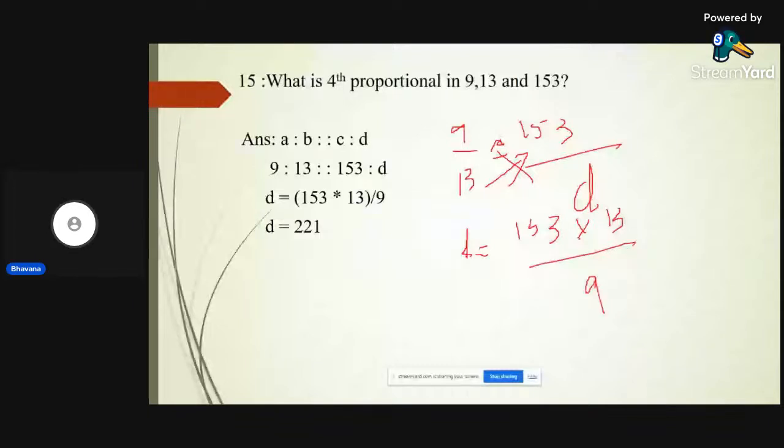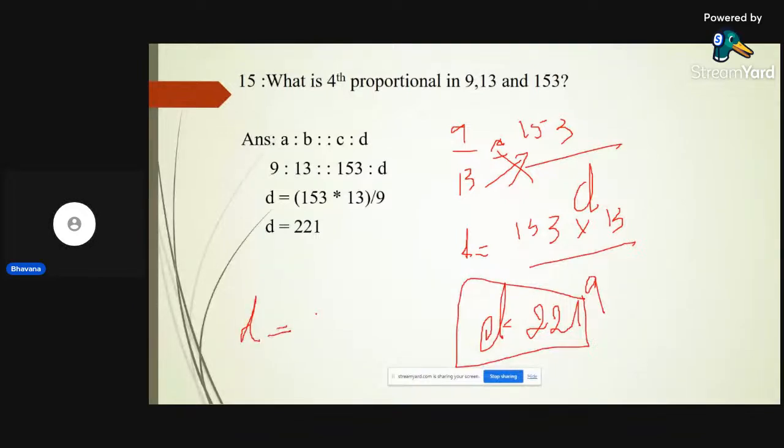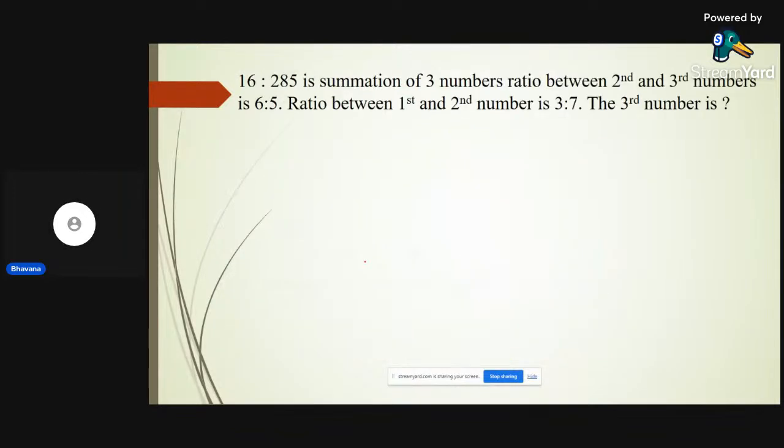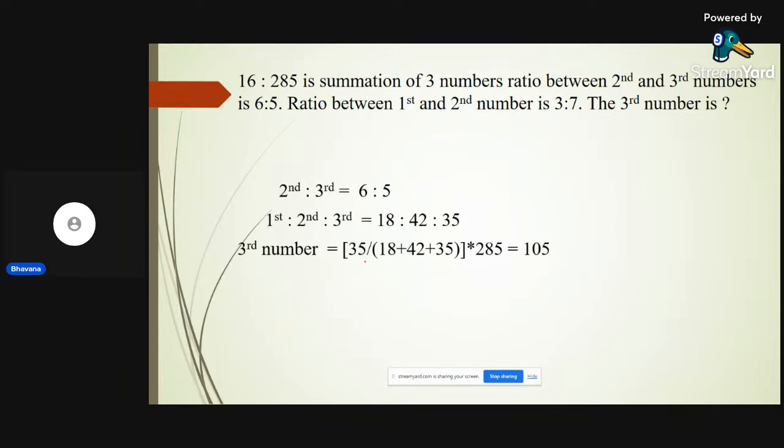So in that case, what will we get as the answer here? Multiplying these two, we will get 221. So the answer for the fourth proportion is 221. Yes, it's 221. Good. Yeah, sir.